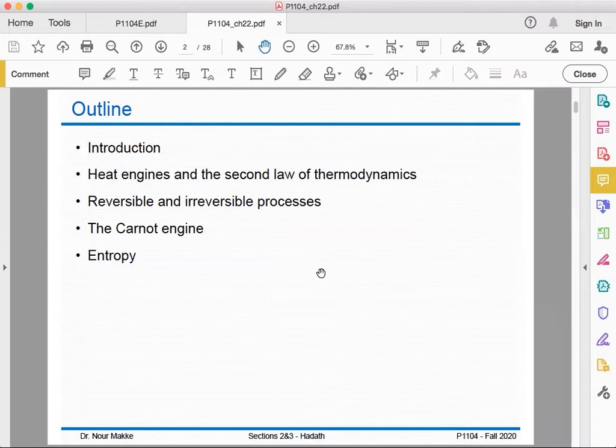So the heat engine, we will introduce them, and we'll talk about the second law of thermodynamics. We will differentiate between the reversible and irreversible processes by defining them. We will show the importance of the Carnot engine, and finally, we'll talk about the entropy.